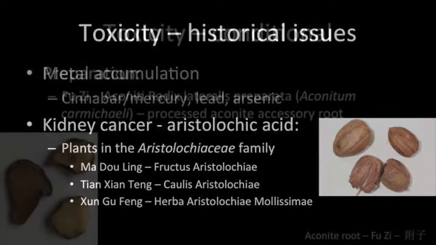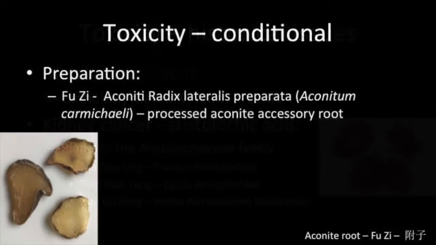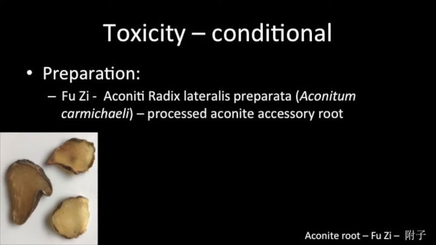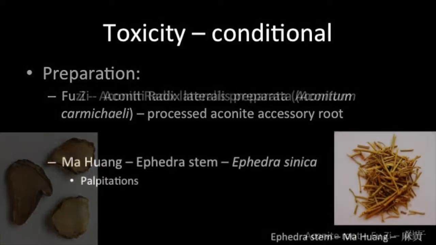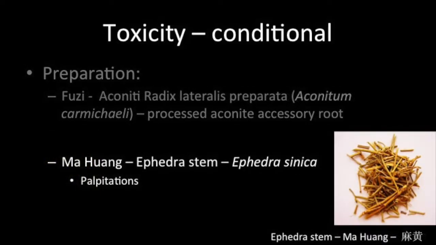A different form of toxicity is conditional on the form of preparation, as in the case of fuzhe or aconite. If used correctly, fuzhe can have beneficial effects. Ma huang or ephedra was used in certain formulas as a decongestant, but it has been banned in the United States after being inappropriately used for weight loss. For safety, these herbs are not used in the West, but they're still used in China in appropriate dosage, and if the doctor is confident that the patient will prepare the herb correctly.